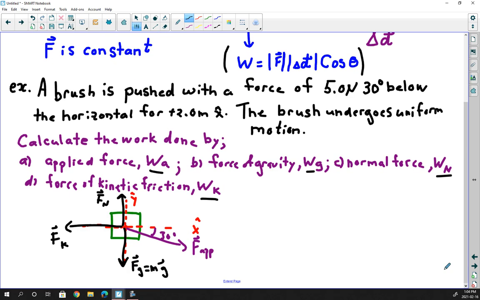So I'm going to suggest you try this. Pause the video, try it, and then come back to the video and we'll see how this question should have been solved. So pause the video right now and try it for yourself. When you're done, come back.